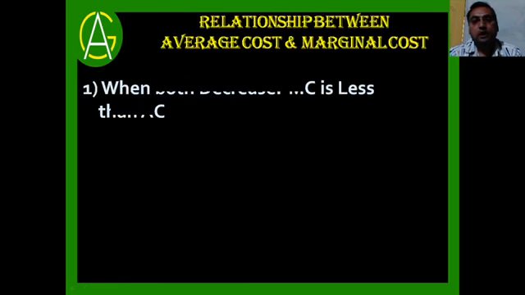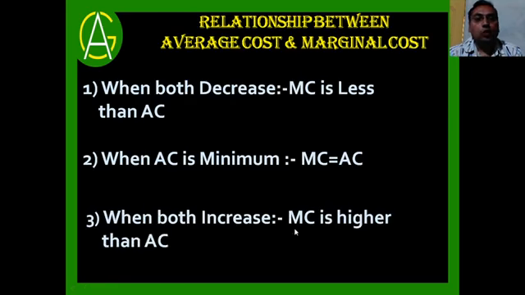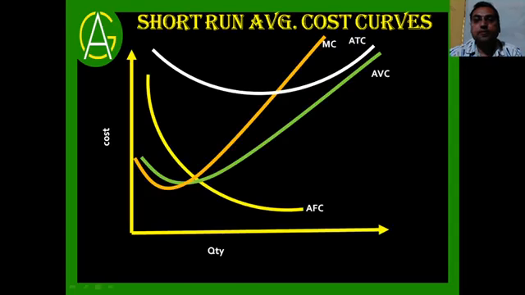And then the third relationship, when both increase, marginal cost is higher than average cost. When average cost is also increasing and marginal cost is also increasing, at that time marginal cost will be higher than average cost. Let us again see the curve. Yes, average cost is increasing and marginal cost is increasing, both are increasing, but marginal cost is above average cost. It means that marginal cost increases faster than the average cost.